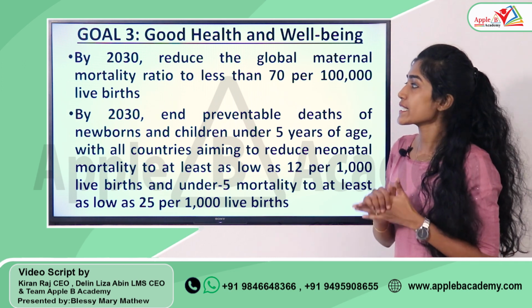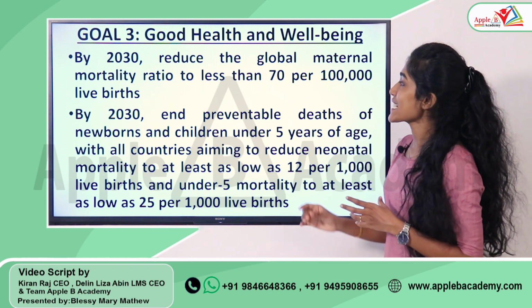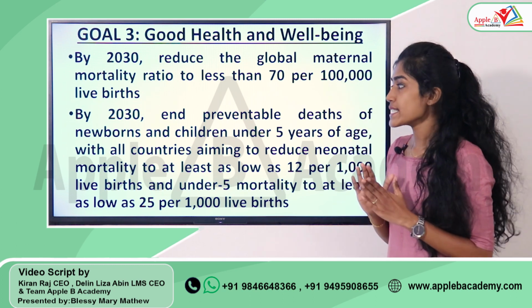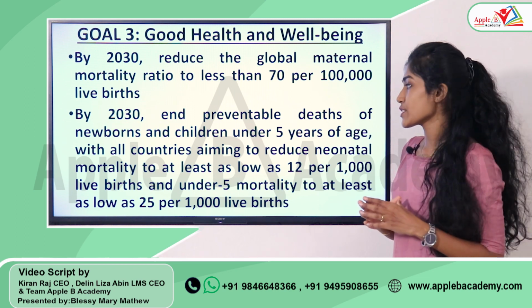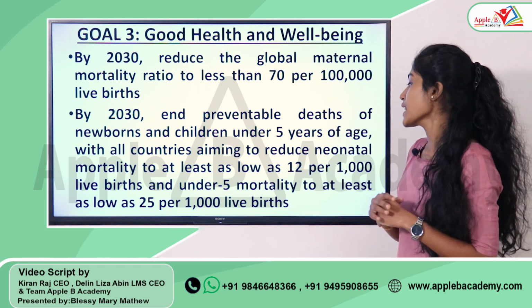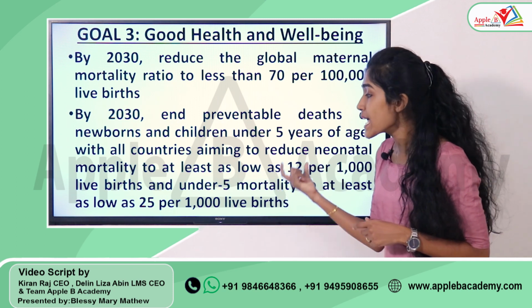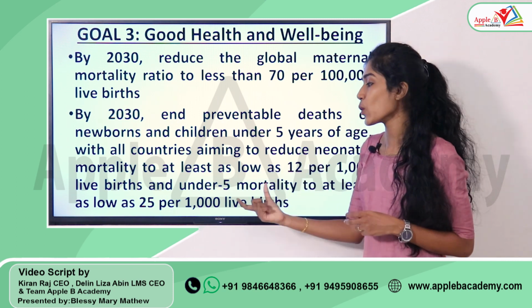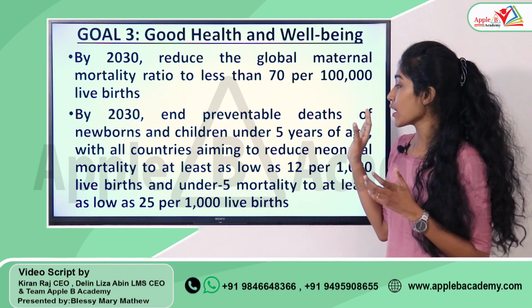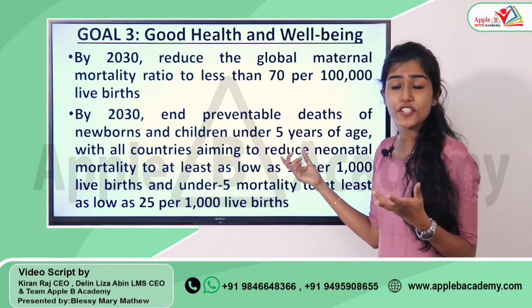So the first target is by 2030, reduce the global maternal mortality ratio to less than 40 per 1 lakh live births. Alright, second one is by 2030, end preventable deaths of newborns and children under 5 years of age with all countries aiming to reduce neonatal mortality to at least as low as 12 per 1,000 live births and under 5 mortality to at least as low as 25 per 1,000 live births. So it actually includes the newborn and children death rates. That is what is mentioned here in this target.